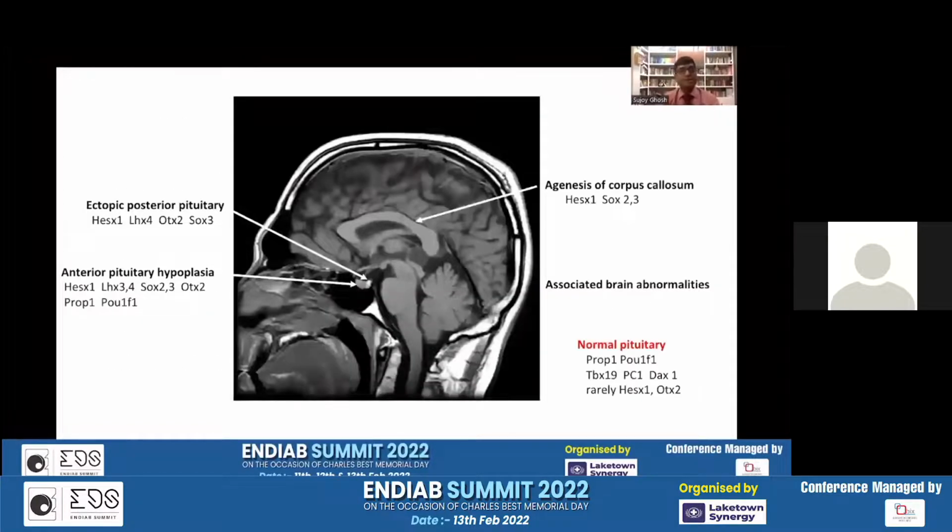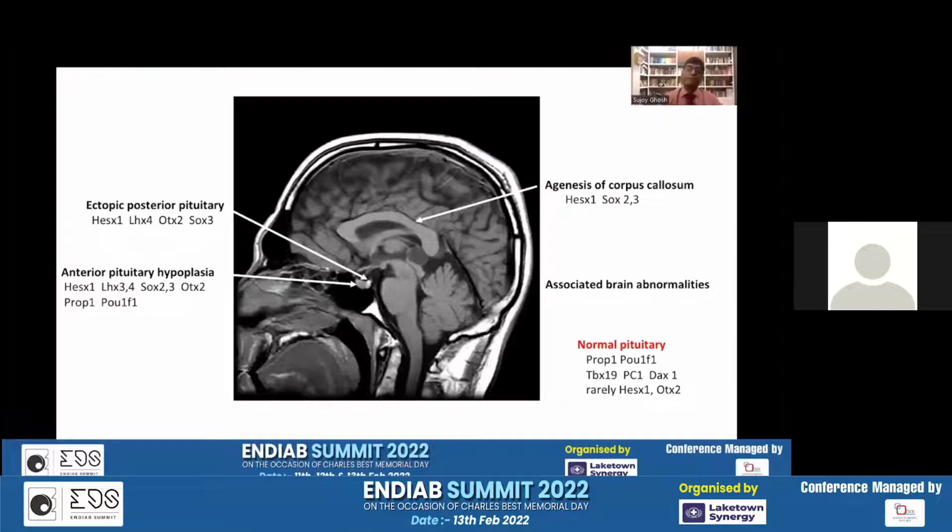As you can see here, we've tried to show that if you have an ectopic posterior pituitary, think of HESX1, LHX4, OTX2, and SOX3. If the anterior pituitary is hypoplastic, again think of HESX1, LHX3, 4, SOX2, 3, OTX2, PROP1 and POU1F1. If there is agenesis of the corpus callosum, think of HESX1, SOX2, and 3.